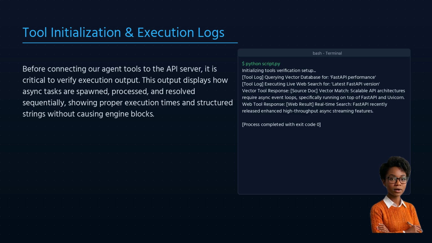Once we run our verification script, we can inspect the terminal output. It demonstrates that our tools spin up immediately and run completely asynchronously. The VectorDB retrieval takes around 0.5 seconds, whereas the mock external web lookup takes 0.7 seconds. Both return clean, contextual strings. This validation assures us that our async tool foundation is ready to be utilized by the core LLM decision engine.